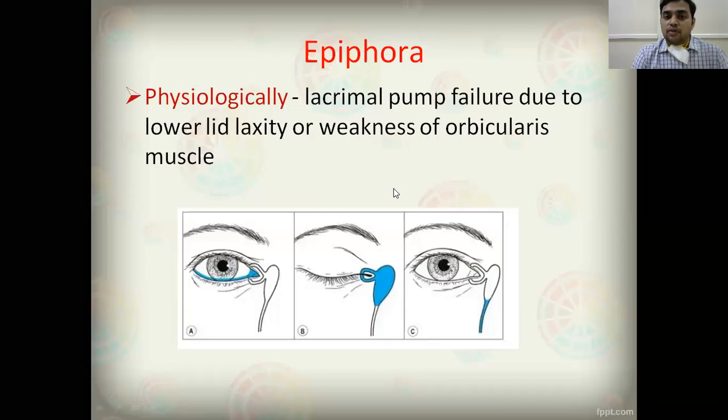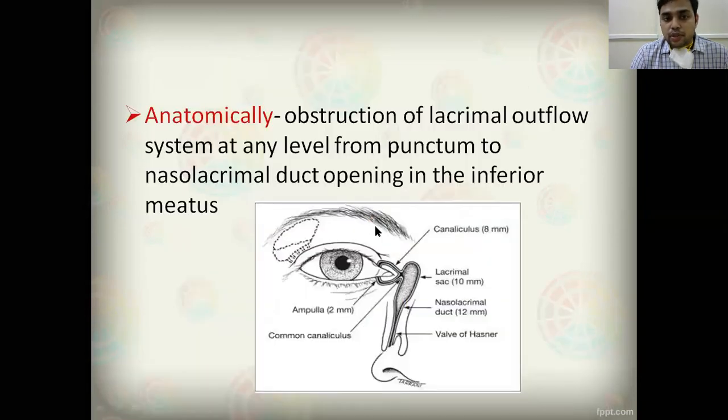So the second cause for the watering of eyes is epiphora. It is due to inadequate drainage of the lacrimal passages. It may be physiological or anatomical. Physiologically, it is due to lacrimal pump failure, and anatomically, it is because of obstruction in the lacrimal passage. It may be at the level of the punctum or canaliculi or lacrimal sac.